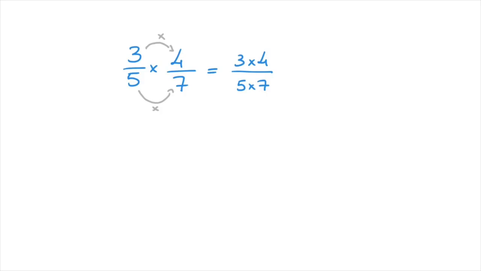All we have to do now is calculate both the numerator and the denominator, and that would be 3 times 4, which is 12, over 5 times 7, which is 35. And we're done. We've just multiplied these two fractions.